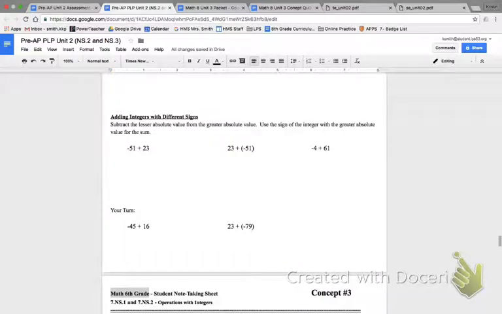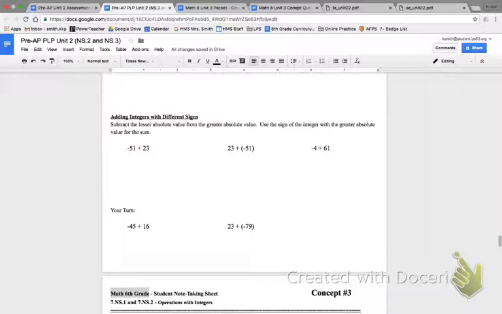Okay, continuing on with concept 3A. So we're still looking at adding integers, but this time it's when they have different signs. That means one's positive and one is negative. So even though it says addition, we're actually going to subtract and find the difference between them. So if you look at the rule, it says subtract the lesser absolute value from the greater absolute value. Use the sign of the integer with the greater absolute value for the sum.